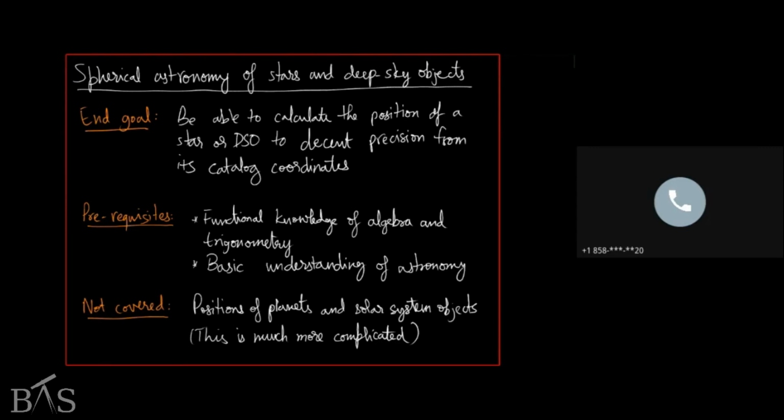This is on spherical astronomy of stars and deep sky objects. Spherical astronomy, also known as positional astronomy, is the field of calculating the locations of stars and planets and deep sky objects and so on. We will focus only on stars and deep sky objects because they are simpler. The orbital mechanics is not there.